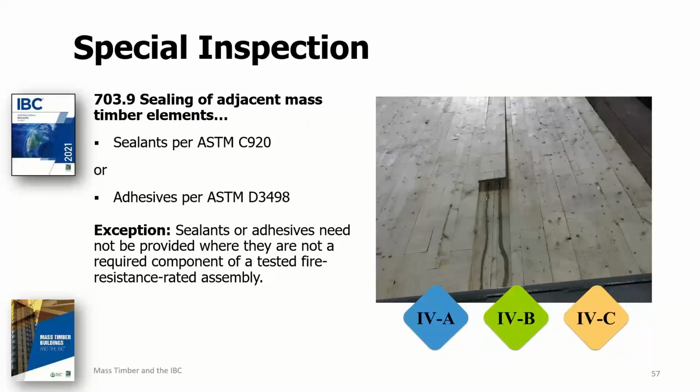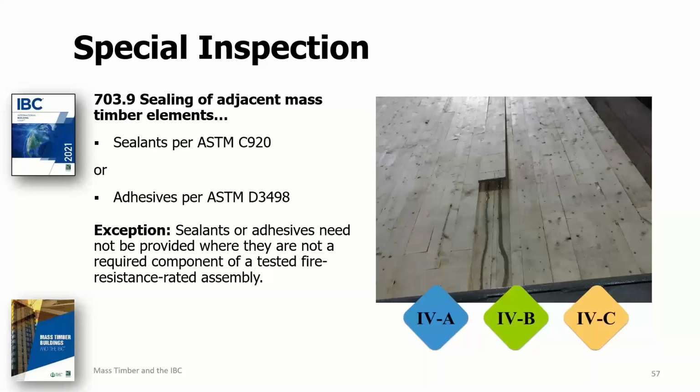New Section 703.9 of the IBC requires sealing of gaps between adjacent mass timber elements where those elements are required to be fire resistance rated. And then Section 1705.19 provides for periodic special inspection of that sealant. However, there's an exception in Section 703.9 to allow for the omission of sealant between adjacent mass timber elements. Specifically, this exception applies where standard fire testing has been performed to demonstrate that the assembly can still achieve the fire resistance rating without the sealant. So if it's tested without the sealant, then sealant's not required for that assembly.